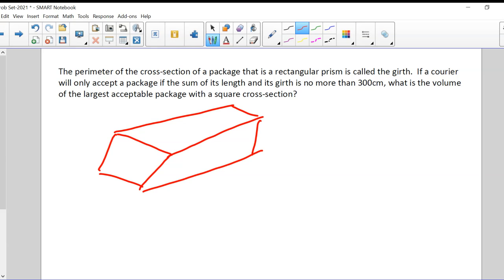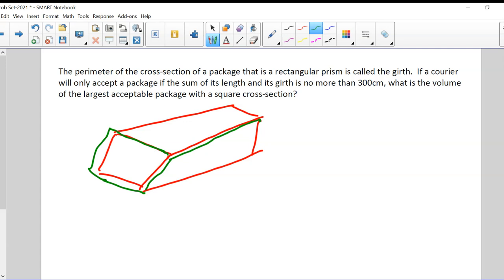Anyway, the girth would be the distance around the sides like this. Right? That's the girth. And then they're going to take that perimeter around this cross section and add it to this line, the length. Okay, Sarah. They're putting those two together. So these are two distances: a perimeter around this edge here, and adding that to the length.